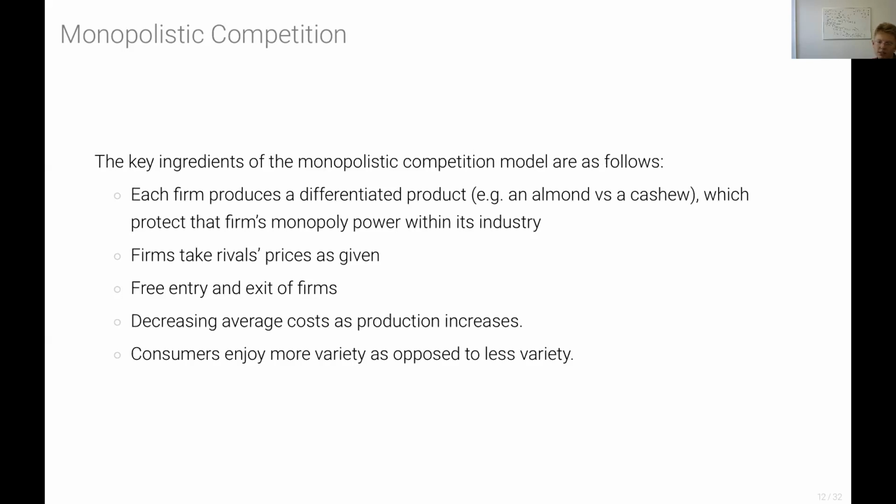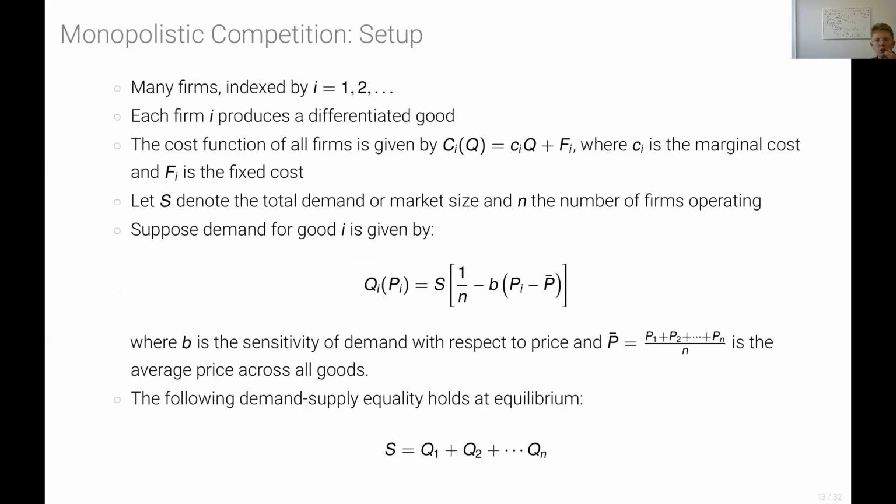And we're going to have decreasing average costs as production increases. So as you produce more units, that decreases your average cost. And then consumers in this model are also going to enjoy more variety of goods. So I'll come to that. Let's jump into the setup of our standard monopolistic competition model.